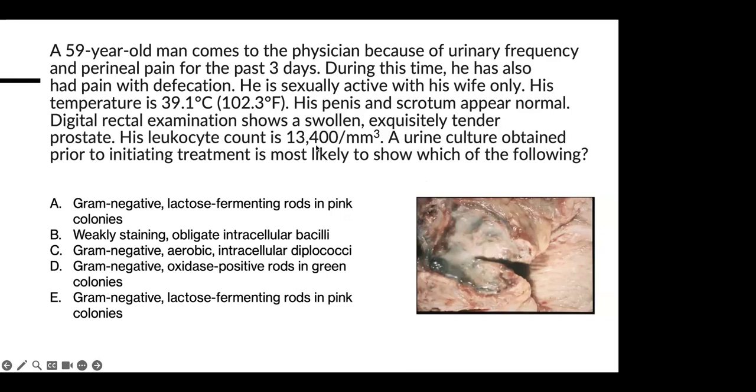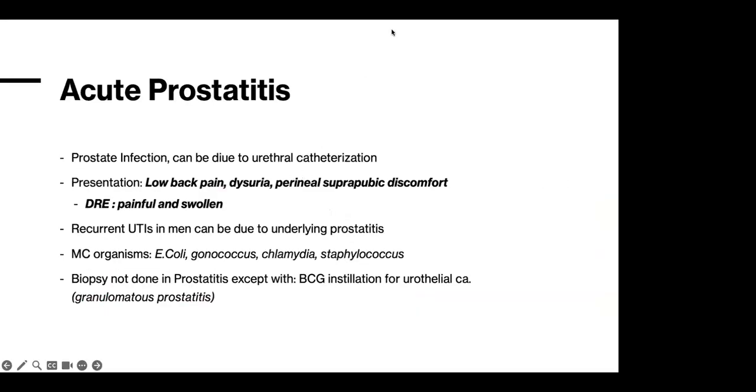The answer is E, gram-negative, lactose-fermenting rods and pink colonies. It's E. coli, and what the patient has is acute prostatitis. Acute prostatitis is a prostate infection. It could be due to urethral catheterization. And the presentation that you expect to see in a patient like this with acute prostatitis would be lower back pain. Anything to do with prostate, you can expect to have lower back pain. Dysuria, painful urination, which is perineal suprapubic discomfort, and the patient will be in pain on DRE. The patient will have recurrent UTIs.